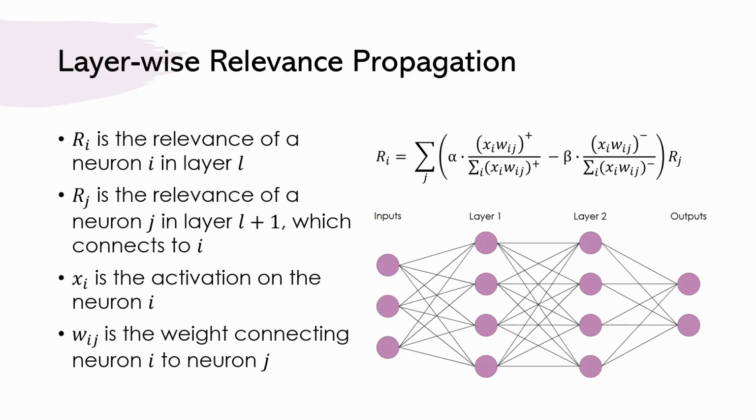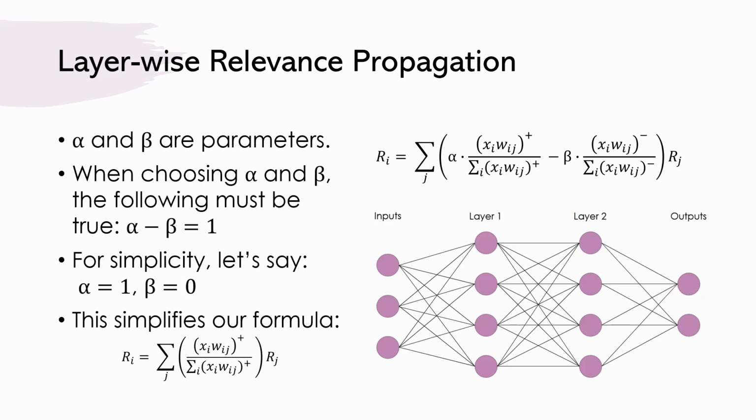This equation here is for calculating the relevance of a particular neuron i in the layer l. Rj is the relevance of a neuron j in the layer l+1, which is the layer after the layer we are concerned about. Xi is the activation of the neuron i given a particular set of inputs. And Wij is the weight connecting neuron i to neuron j.